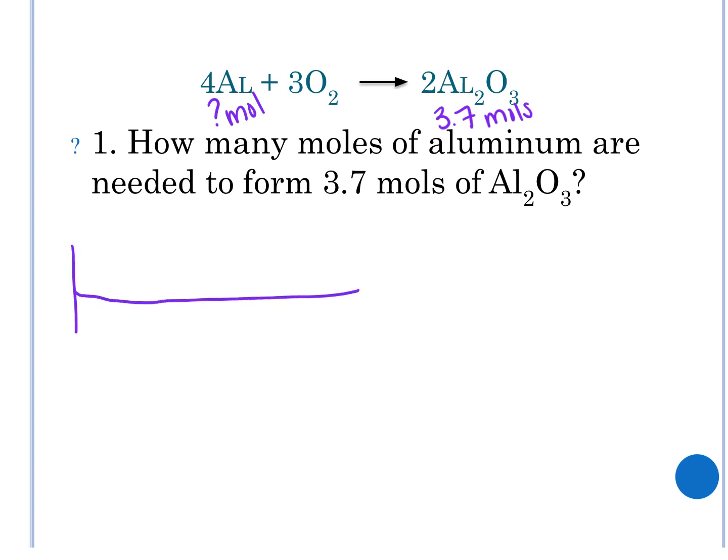Okay, so we're drawing our boxes. What number are you going to start with? That's a terrible future box. Okay, what's the only number given in the word problem? Okay, so you're starting with 3.7. What should your unit be? Okay, moles of aluminum oxide.